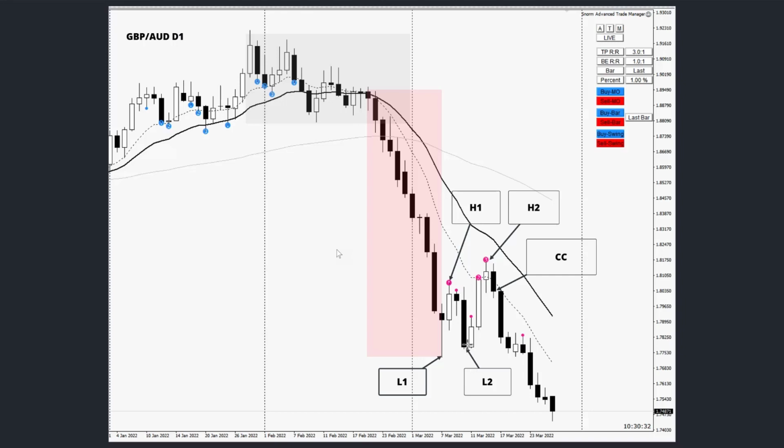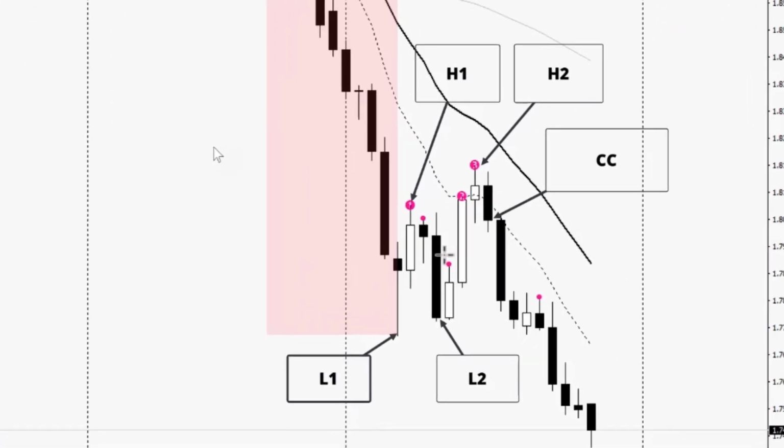Now all you need is a new high, and for that H2 you would want it to break the high of this. And as soon as this candle is printed, you have your high 2 here, and then at the end of this candle your high 2 will be there, and that's your two-legged pullback complete.